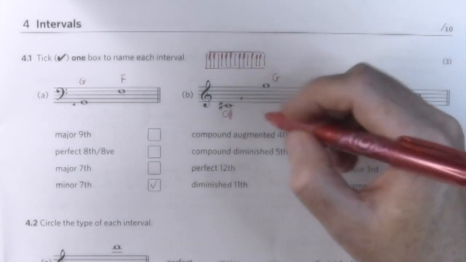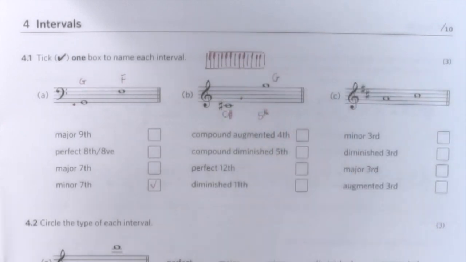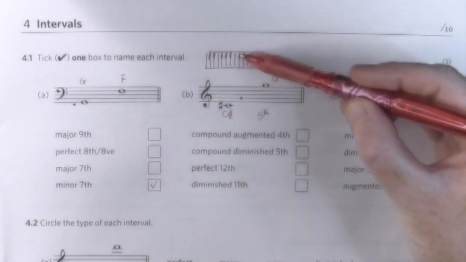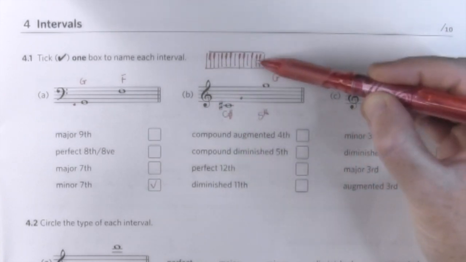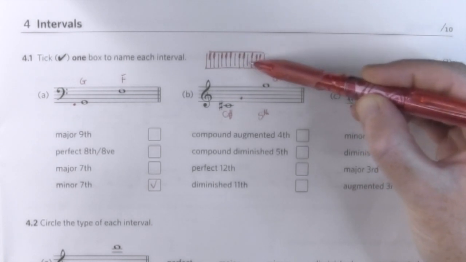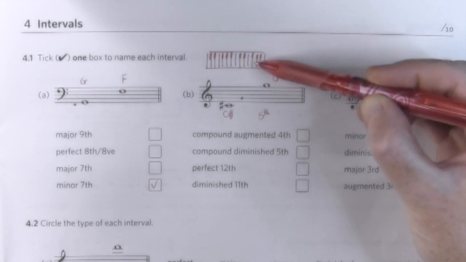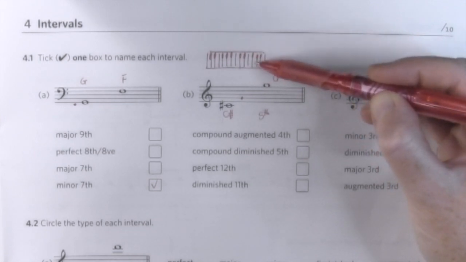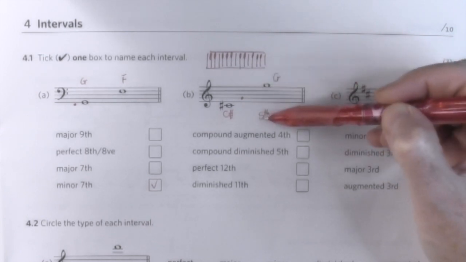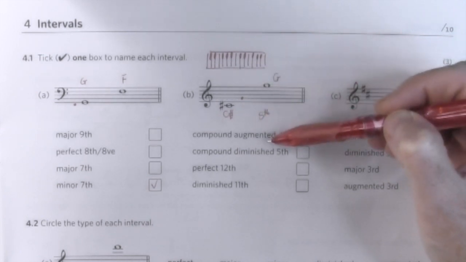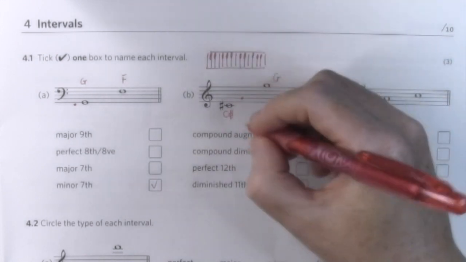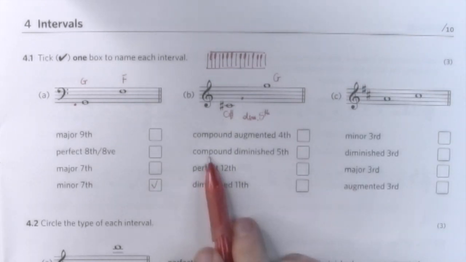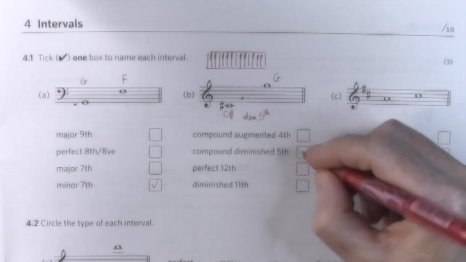So it's a fifth, okay? A perfect fifth is 3 tones and a half away. So let's count from Do sharp to Sol: 1, 2, and 3. It is not 3.5. So the fifth is not perfect, but it's diminished. So it is a compound diminished fifth. That's the answer.